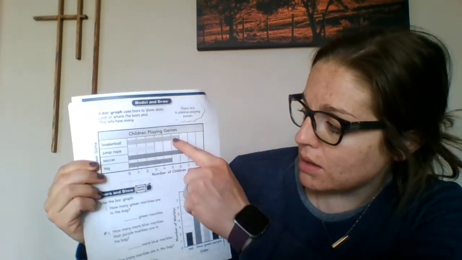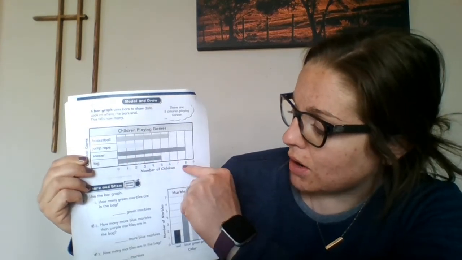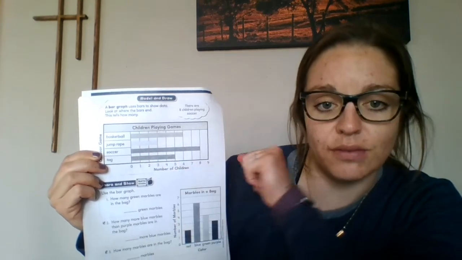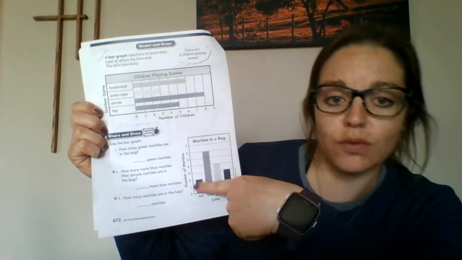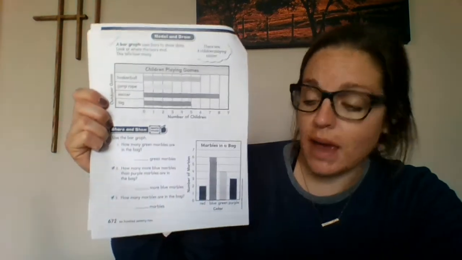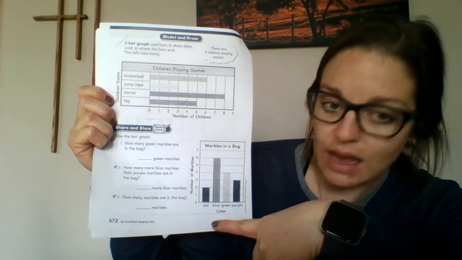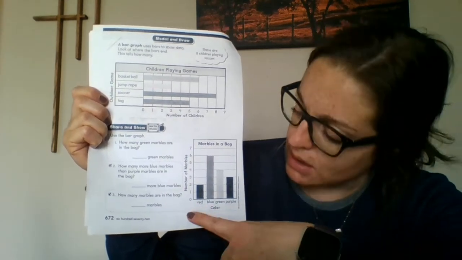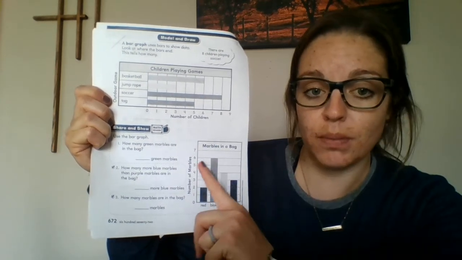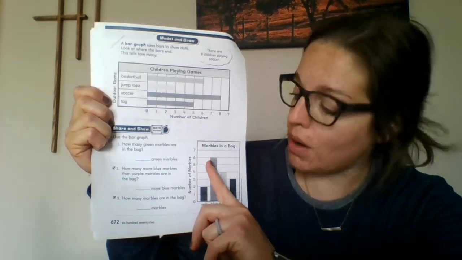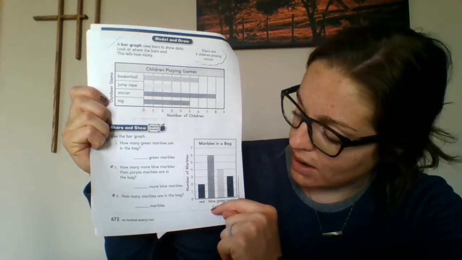So like basketball went to 6, jump rope had 3 children, soccer went all the way to 8, and tag went to 5. So down below here, you're going to use this bar graph over here. Marbles in a bag along the side tells you how many marbles there are. And at the bottom, it's the color of marbles. Your bar is actually, instead of going sideways this time, going to go up. But the same thing, wherever the bar ends, that's the amount of marbles that were that color.